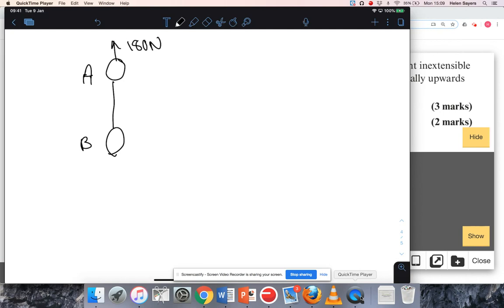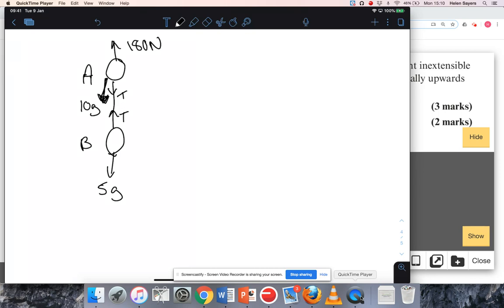I know that there's going to be tension in that string. The mass of B is 5 kilograms, so the weight of B is 5g, and the weight of A is 10g. Okay, that is working downwards rather than off at an angle.